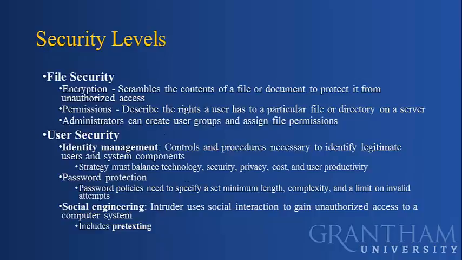Security levels. File security: encryption scrambles the contents of a file or document to protect it from unauthorized access. Permissions describe the rights a user has to a particular file or directory on a server. Administrators can create user groups and assign file permissions.